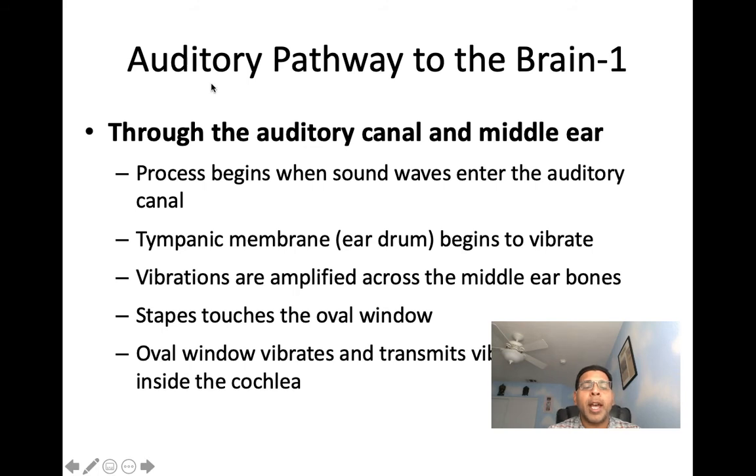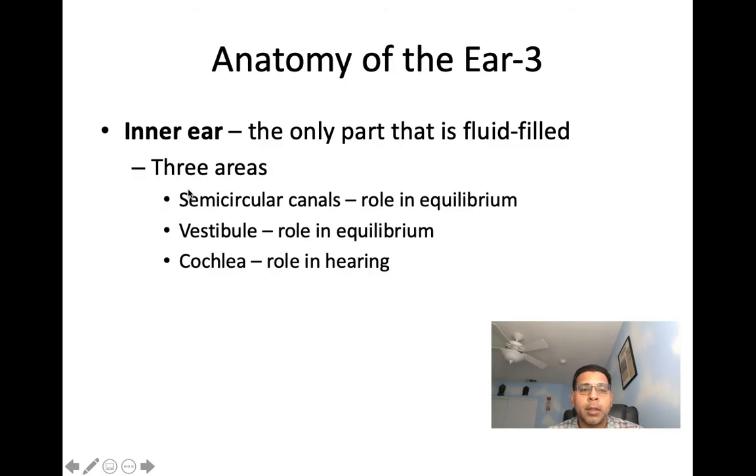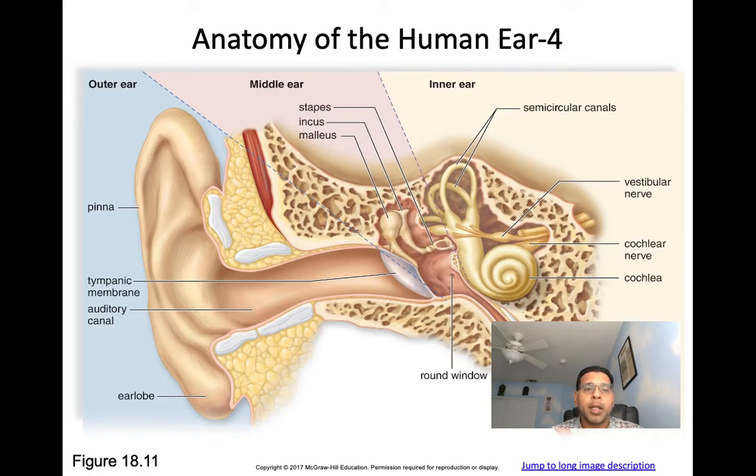And first we'll look at the region through the auditory canal and the middle ear. Now again, the process is going to begin when sound waves are funneled into the auditory canal, thanks to the auricle, or the pinna. That's what we saw there. So the auricle, or the pinna, is going to funnel sound waves into the auditory canal.